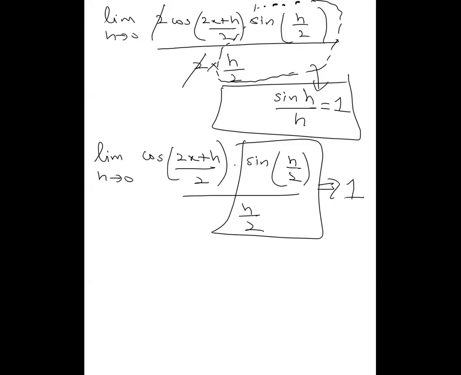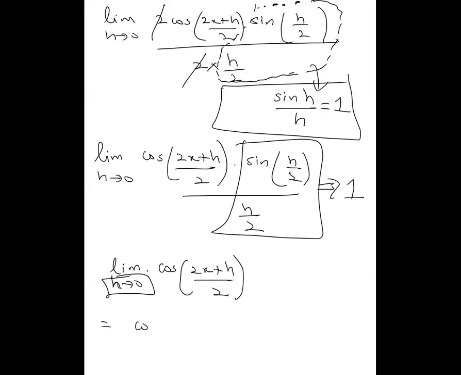Now, what is remaining? Limit h tends to 0. Okay, one second. Limit h tends to 0 of cos, I forgot, cos of 2x plus h by 2. Now it's very simple, last step. Wherever there is h, substitute the value. What is the value of h in this case? 0. How do we know? The question says that.